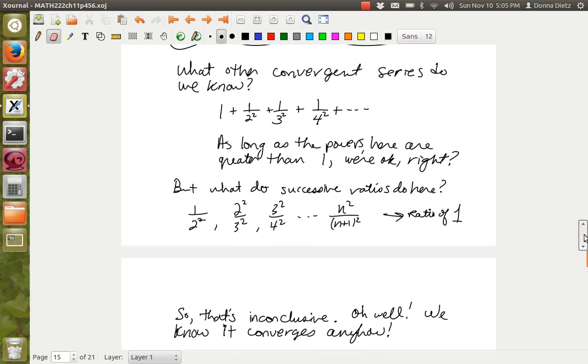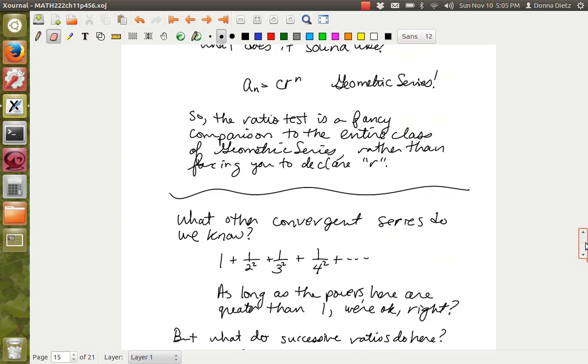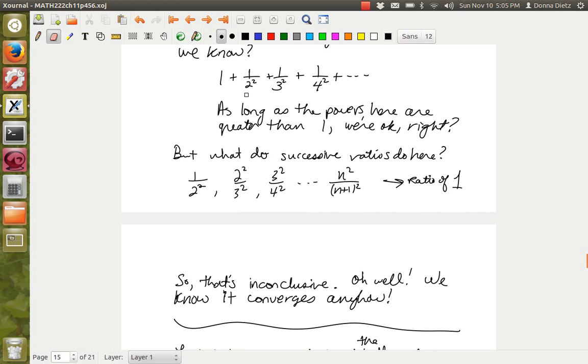Okay, what other convergent series do we know? So let's just think about this for a second. Can we use this tool on something we already know that isn't a geometric series? Let's see. What happens here is, unfortunately, we're not going to be able to use it. So let's look. This successive ratio is, well, it's not 1/2, right? If you go from here to here, you multiply by 2 squared over 3 squared, unfortunately.